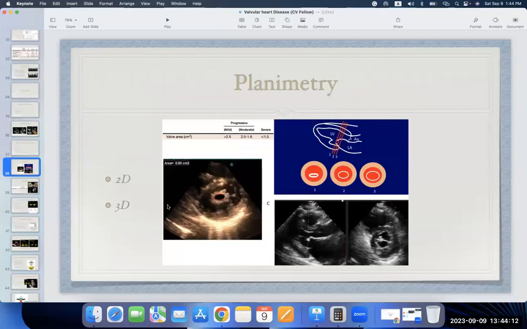If you want to do the planimetry, you can do it in 2 ways: with 2D or 3D. 3D is always better than 2D. But if you want to do it with 2D, that's okay, but it's very important to use xPlane. How do we use xPlane? You put the probe and show the images of the parasternal view, and you click xPlane or biplane on the machine. You put the line exactly at the tip of the mitral valve, and then you measure from the short axis view.